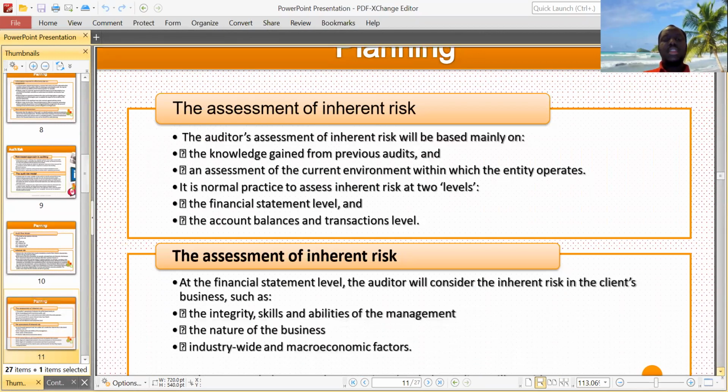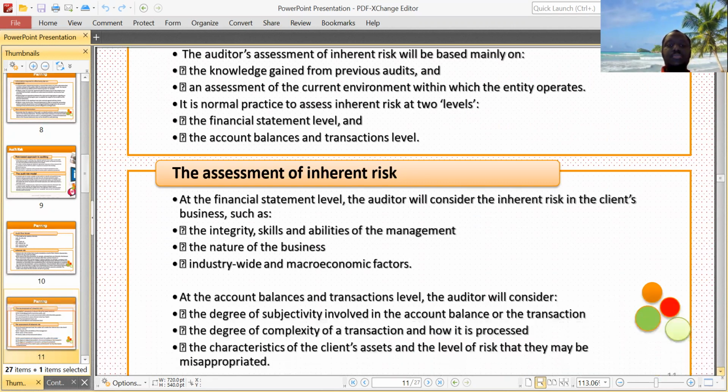Now, let's look at the assessment of inherent risk, right? The auditor's assessment of inherent risk will be mainly based on their knowledge from previous audits. They also assess the environment. We talked about environment earlier. It's very, very important. So this gives them some information about inherent risk. And you can assess inherent risk at the financial statement level or the transaction level.